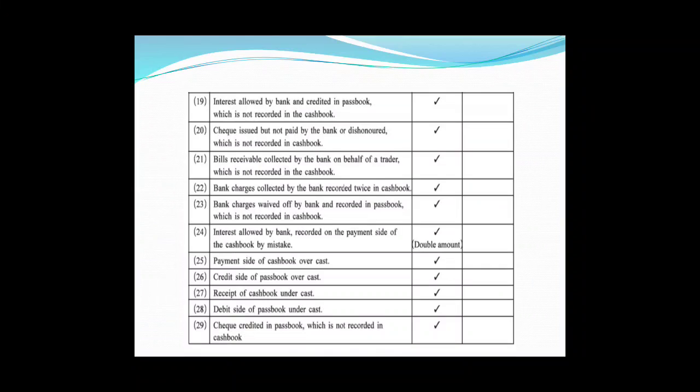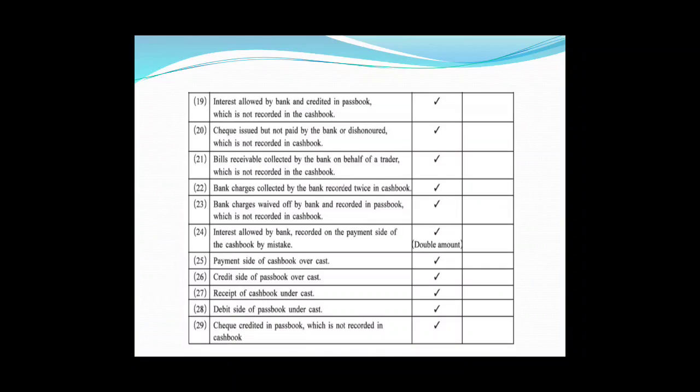Next, check issued but not paid by bank or dishonored which is not recorded in cash book. We have issued a check and immediately recorded it in our cash book, but payment is not done from our bank because of some reason, right? So we have recorded it at the credit side of cash book, but no debit effect is done by the bank, so the debit effect will be done in bank reconciliation statement.